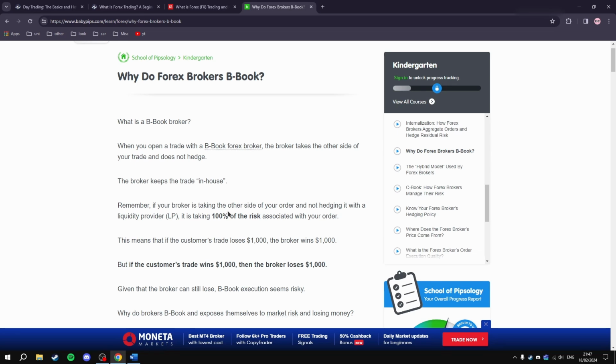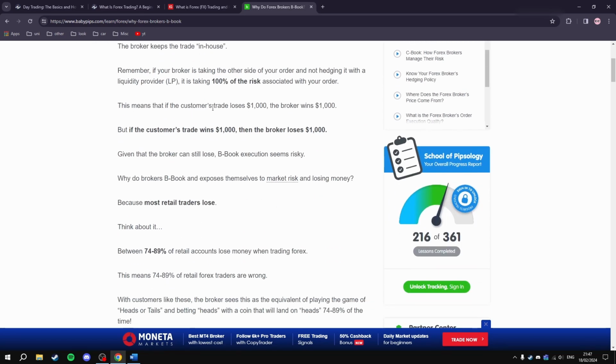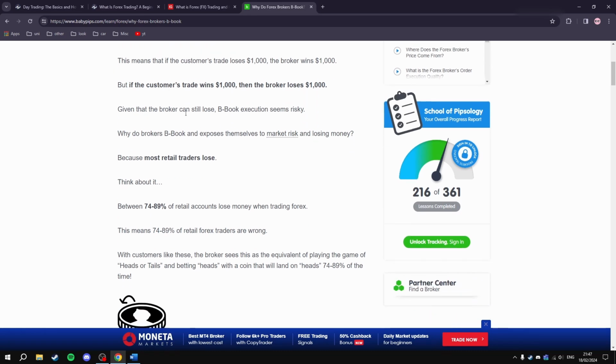Remember, if your broker is taking the other side of your order and is not hedging with a liquidity provider, it is taking 100% of the risk associated with your order. This means that if the customer's trade loses 1,000, the broker wins 1,000. But if the customer's trade wins 1,000, then the broker loses 1,000. Given that the broker can still lose, B-book execution seems risky.